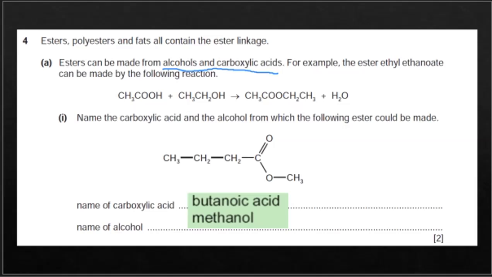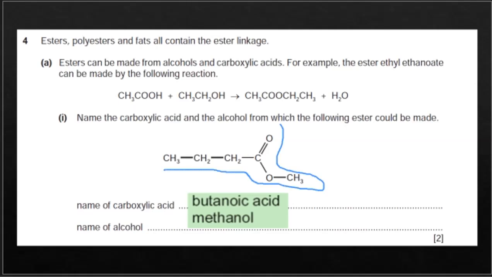So for example, the ester ethyl ethanoate can be made from the following reaction. This here is the acid, and this here is the alcohol. So the alcohol plus the acid gives us the ester and water. So an alcohol plus an acid gives us ester plus water. So the question asks us now to name the carboxylic acid and the alcohol from which the following ester could be made.